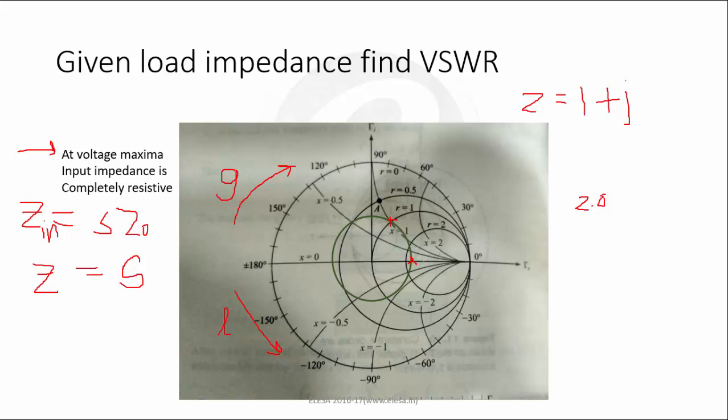We can see that this phenomenon repeats itself. So for example, if again you move by a distance of say lambda by 2, or if you move by a distance lambda by 4, you will get a voltage maxima.